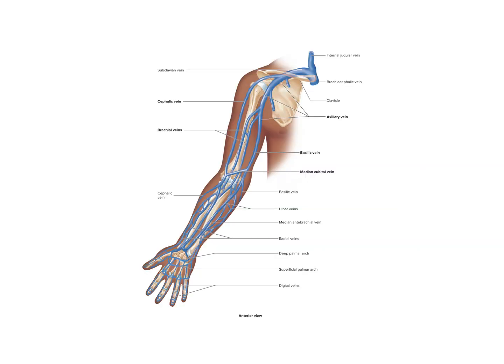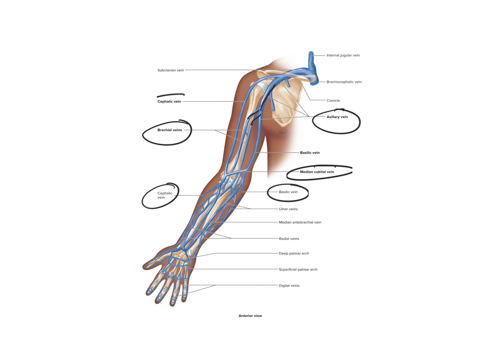This diagram is illustrating the basilic vein and the cephalic vein, and the anastomosis between the two, which is called the median cubital vein. Then we see the basilic vein joining the brachial veins to become the axillary vein, and we see the cephalic vein draining into the axillary vein.